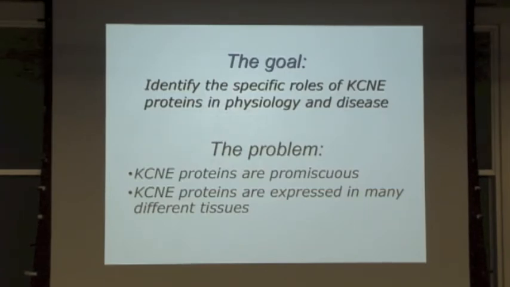We could keep going ad infinitum co-expressing them together in CHO cells or oocytes and seeing what they do, but it doesn't really answer the big question of what's actually happening in vivo. The problem is, we want to identify what these do in the body, but they're promiscuous and they're expressed in so many different tissues.